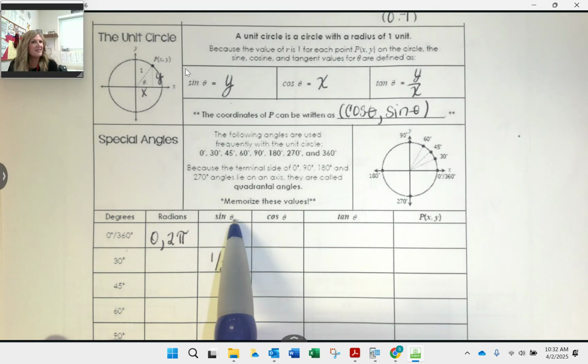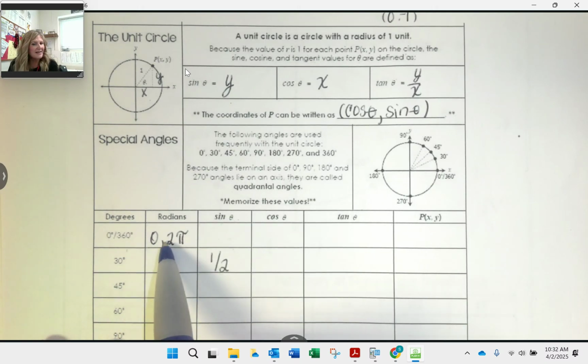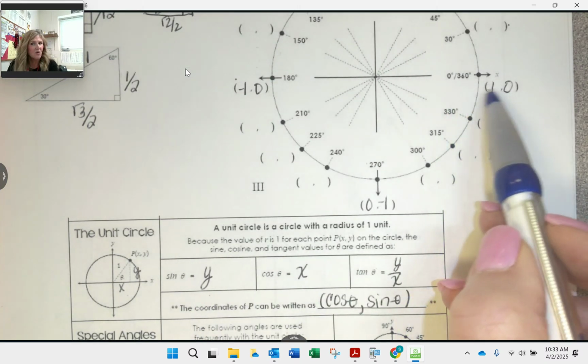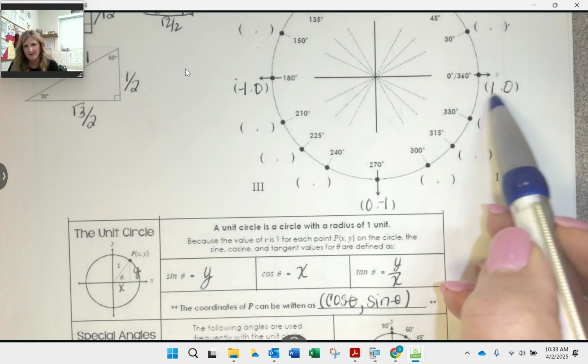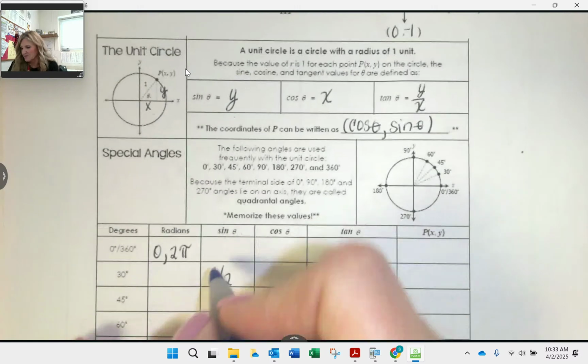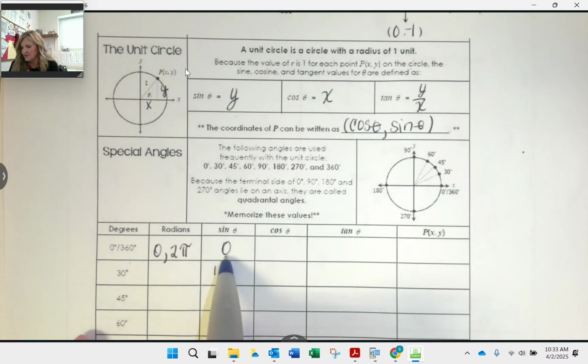Now, the sine of theta is always just going to be what? X or Y? Y. So looking at the point at 0 or 2 pi or 0 or 360, what is the sine going to be right there? Is it 1 or 0? 0. So the sine of 0 or 360 is 0.